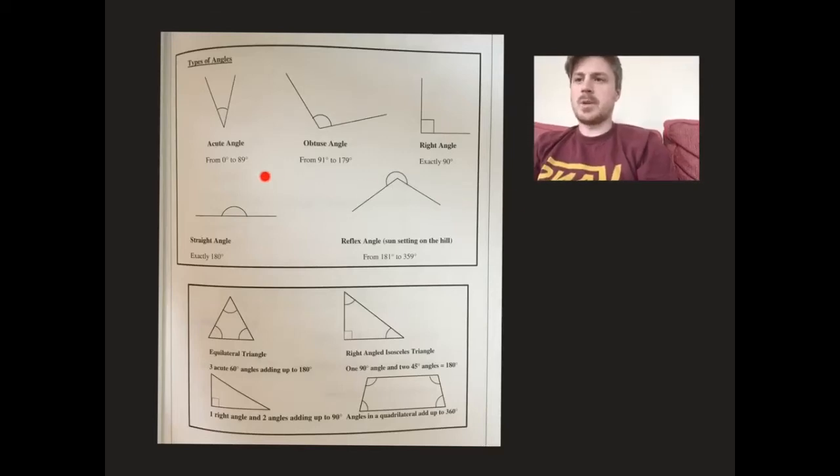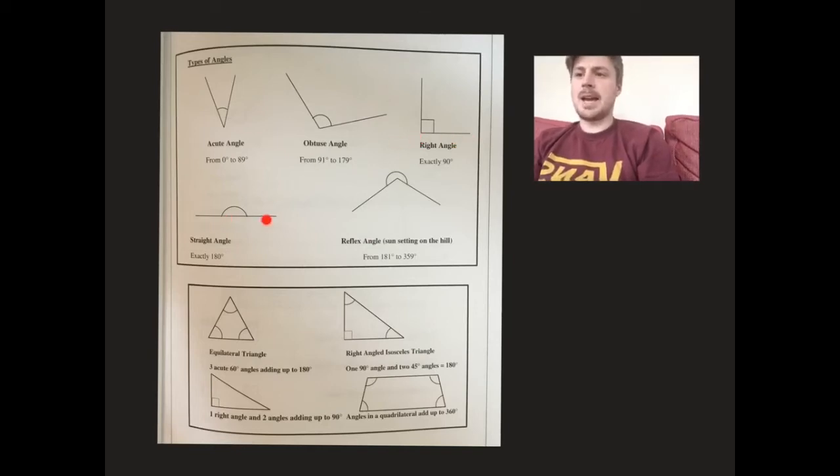Important facts then that we need to remember about angles. So we've got various different types of angles that you need to know. Our acute angle is our smallest angle, which is from 0 to 89 degrees, so smaller than a right angle. Then our obtuse angle is our bigger angle, from 91 to 179 degrees, so that's the one that's bigger than a right angle. Then we know our right angle is 90 degrees, and that's easily spotted because it looks like the corner of a square.